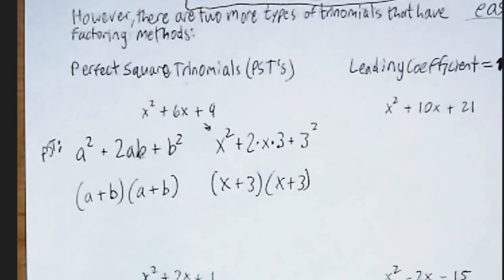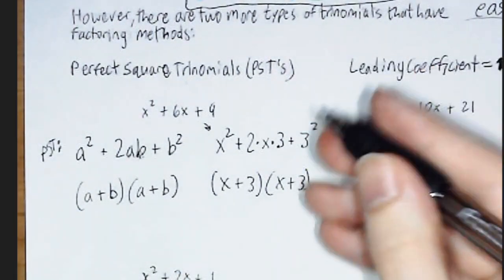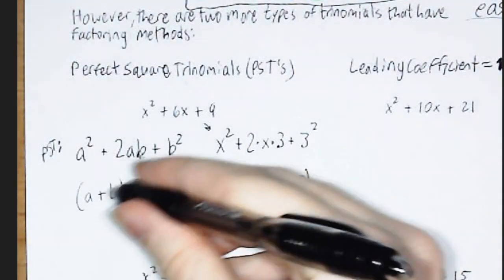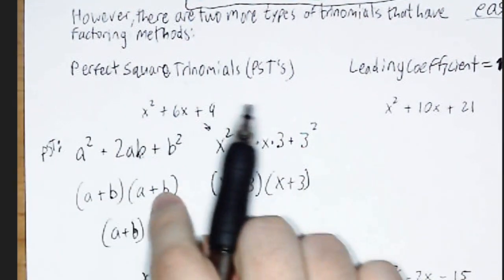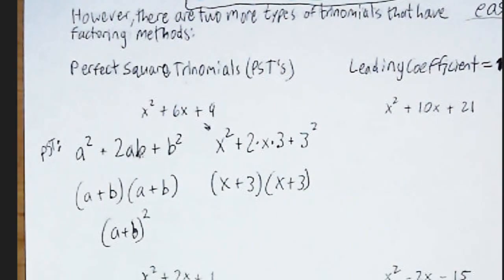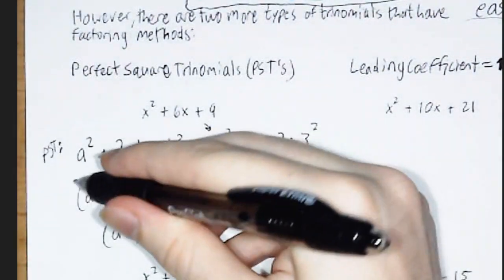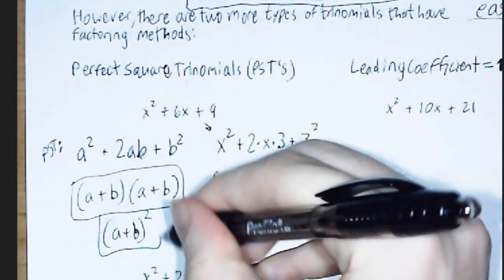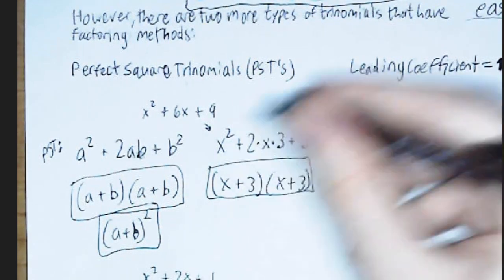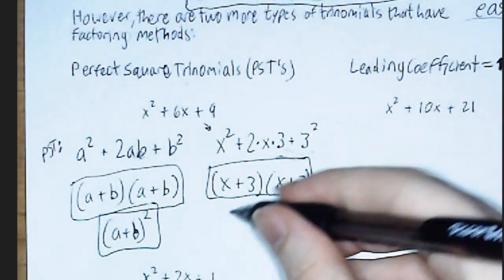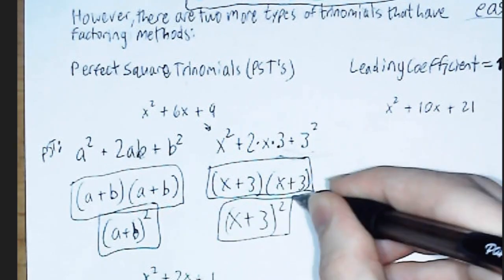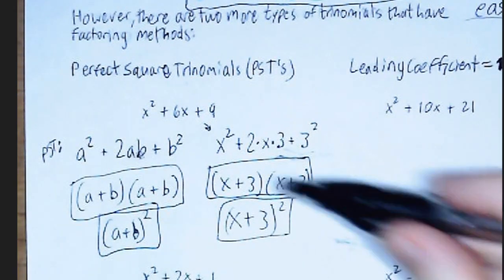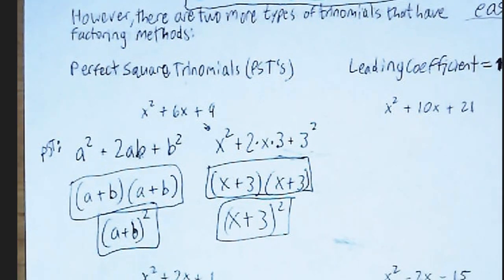Now, there is actually another way that we can write this, and this is the reason why they're called PSTs. We can actually write this whole thing. Because this is the same thing multiplied twice, we can write it like this. These two answers mean the same thing. And in the case of this sample problem here, x squared plus 6x plus 9, we can write our answer as x plus 3 parentheses squared. It means the same thing as x plus 3 times x plus 3.